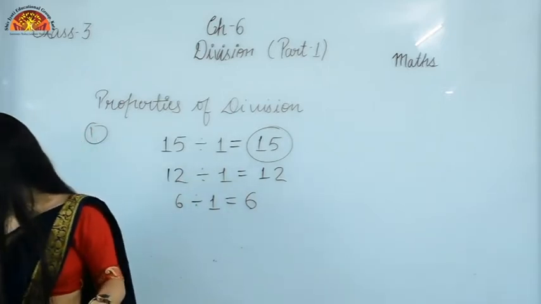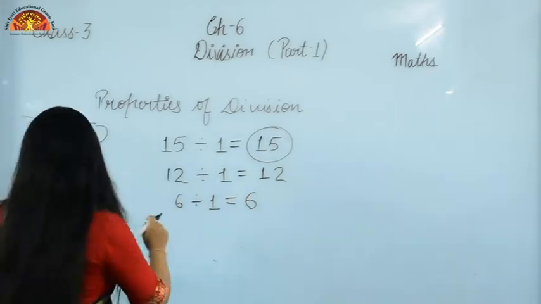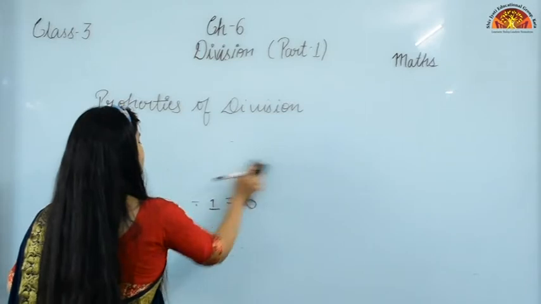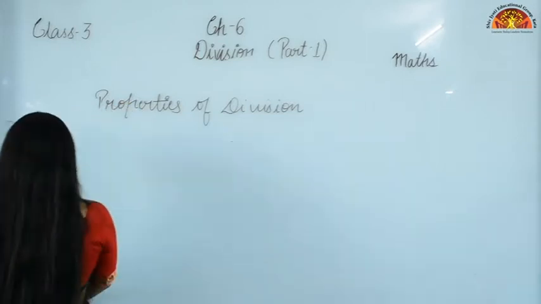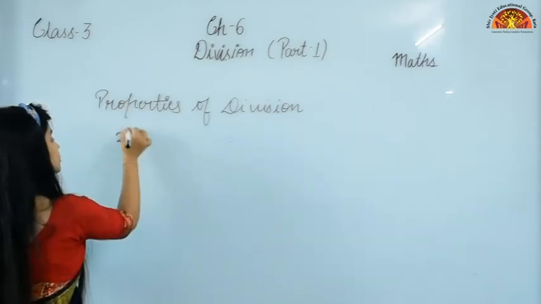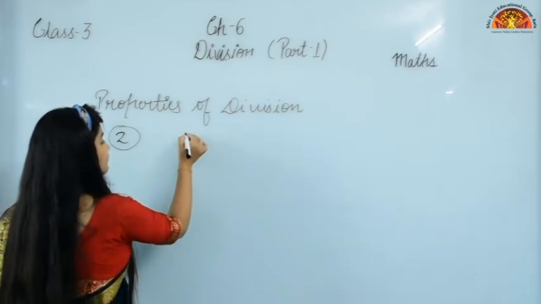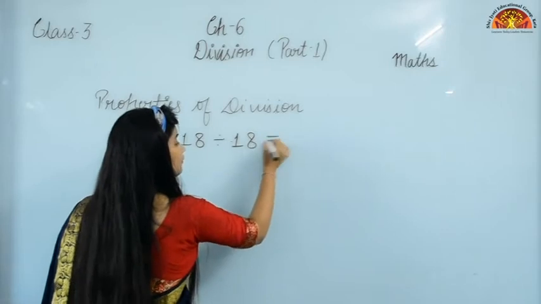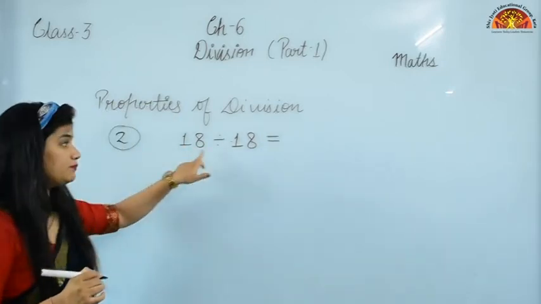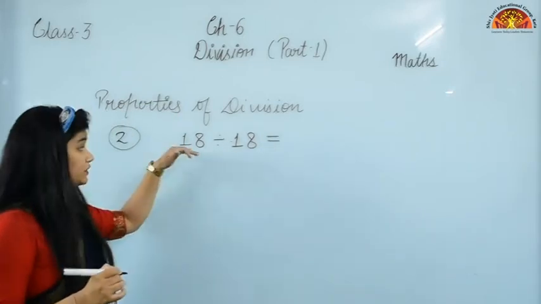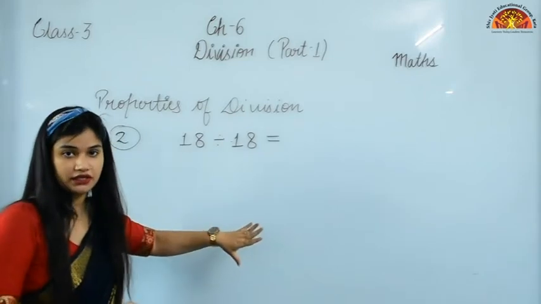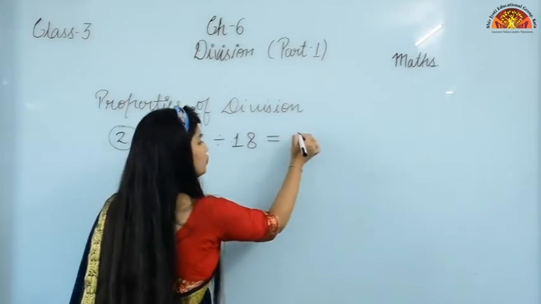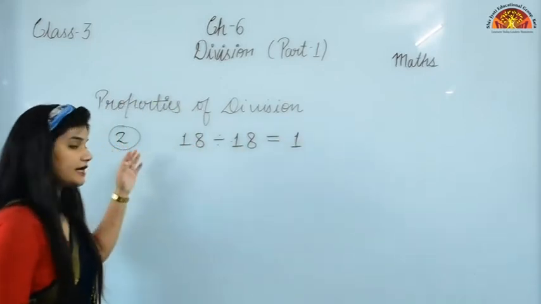Now we see the next property of division, division of a number by itself. Now we divide the number by the same number. अब हम क्या करेंगे, एक नंबर को उसी नंबर से डिवाइड करेंगे, and we are taking a number 18. We have to divide this 18 by the same number 18. हम जब 18 को 18 से ही डिवाइड करेंगे, we are dividing the same numbers, we will get the result 1. This is the second property.